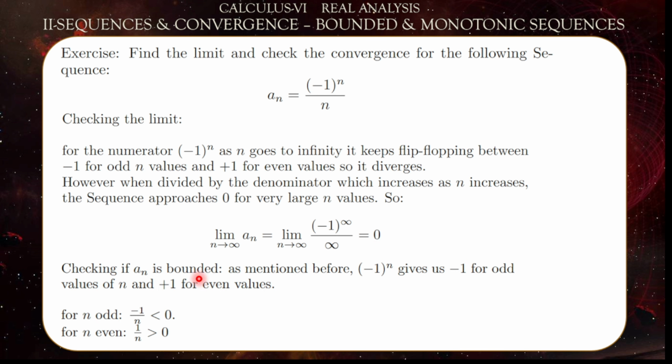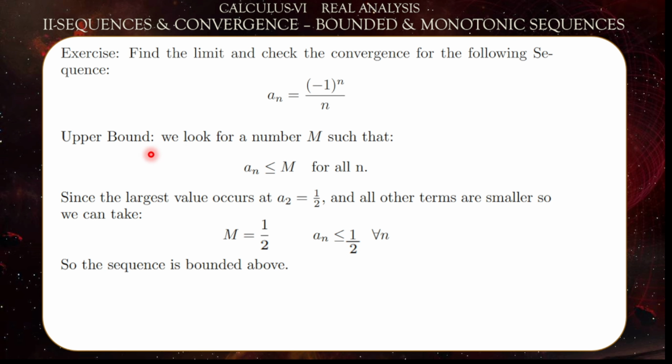Checking if a_n is bounded. As mentioned before, (-1)^n gives us minus 1 for odd values of n and plus 1 for even values. So for n odd, you have minus 1 divided by n, less than 0, and for n even, plus 1 divided by n is greater than 0.